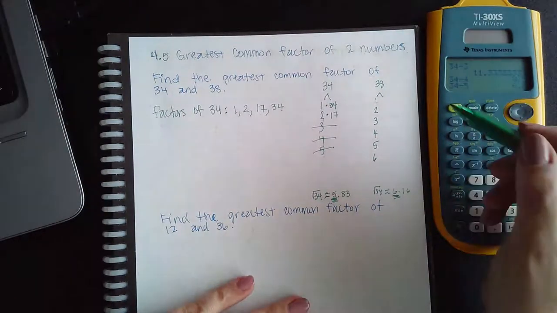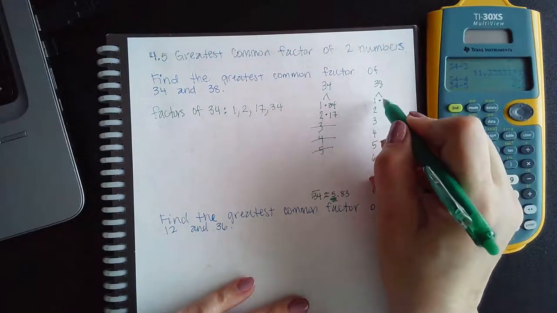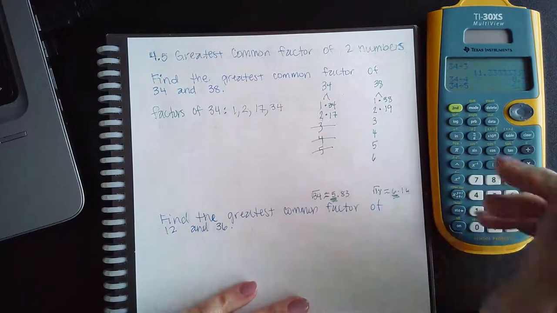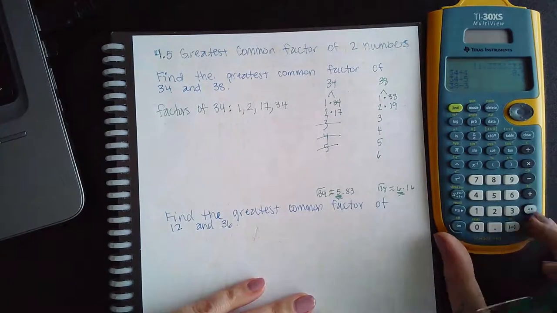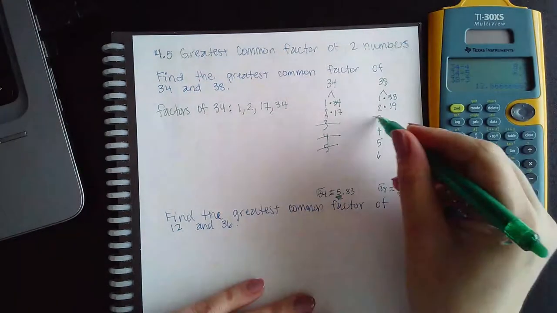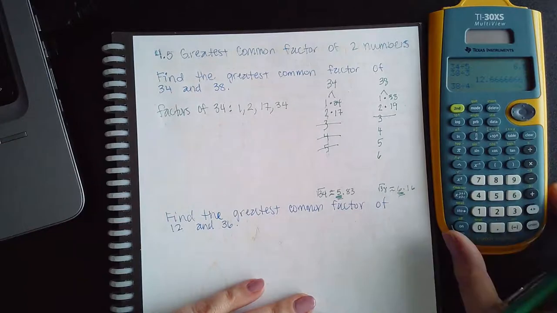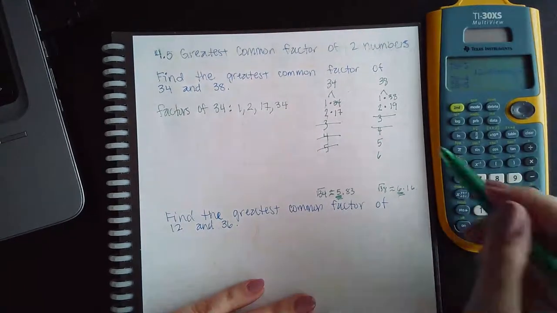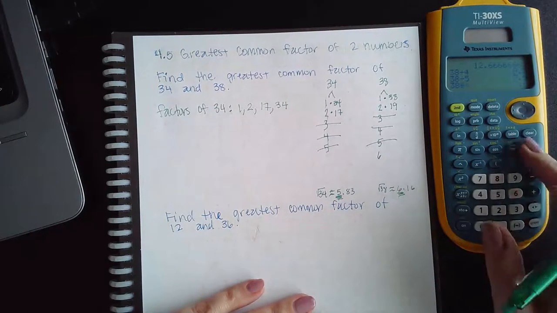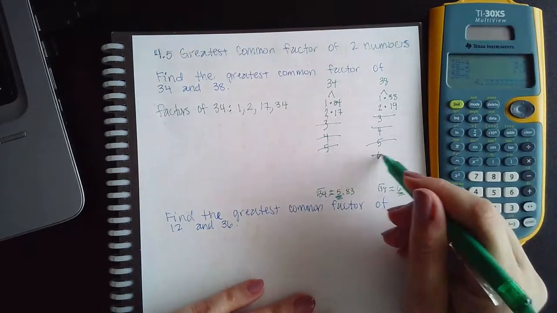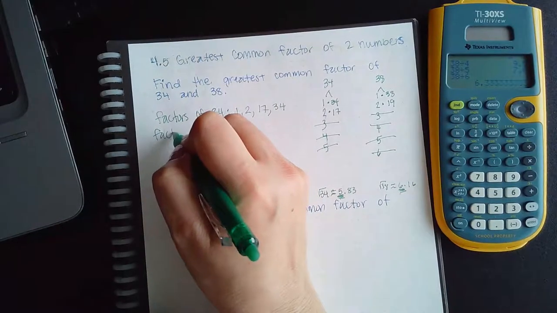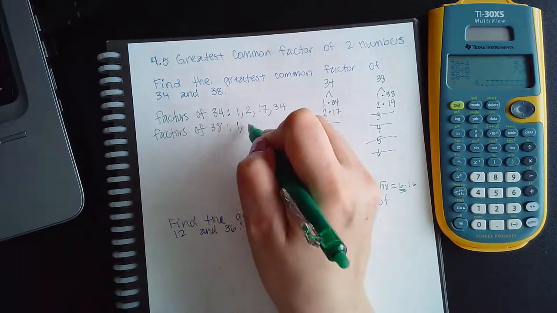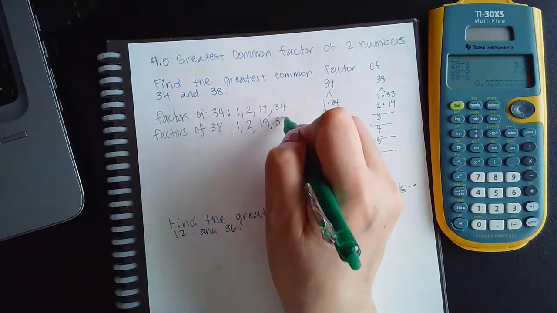Okay, now let's try for 38. So if I divide 38 by 1, I'll get 38. If I divide 38 by 2, I'll get 19. If I divide 38 by 3, I get a decimal. 38 divided by 4, a decimal. 38 divided by 5, a decimal. And then 38 divided by 6, a decimal. So then the factors of 38 are 1, 2, 19, and 38.